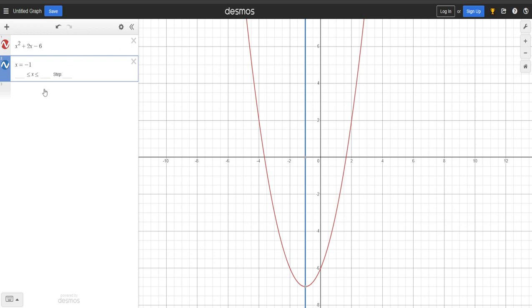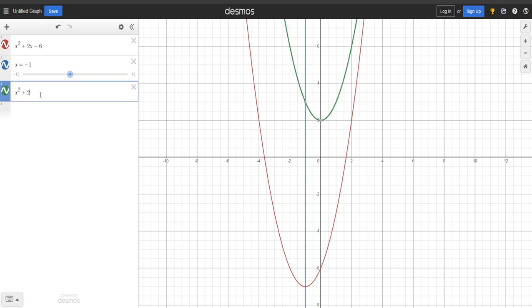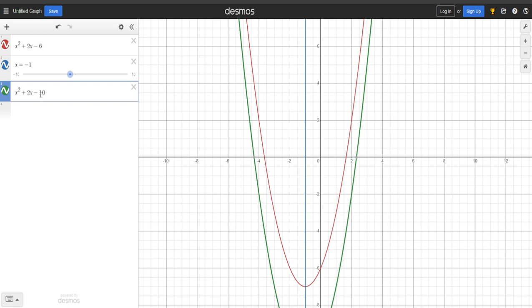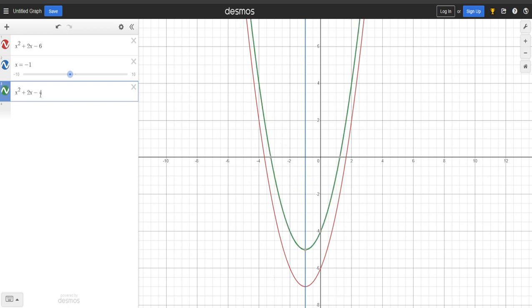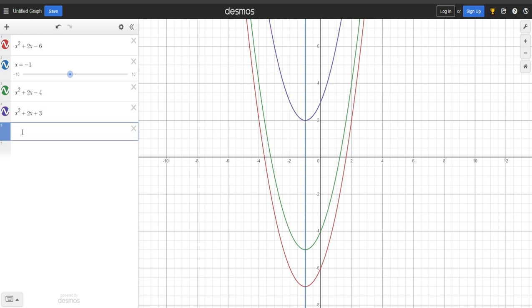Let's type in another equation, x squared plus 2x, and we'll say minus 4. What do we notice? Let's do another one. X squared plus 2x plus 3. X squared plus 2x plus 5. What do we notice about all of these parabolas, or quadratics?